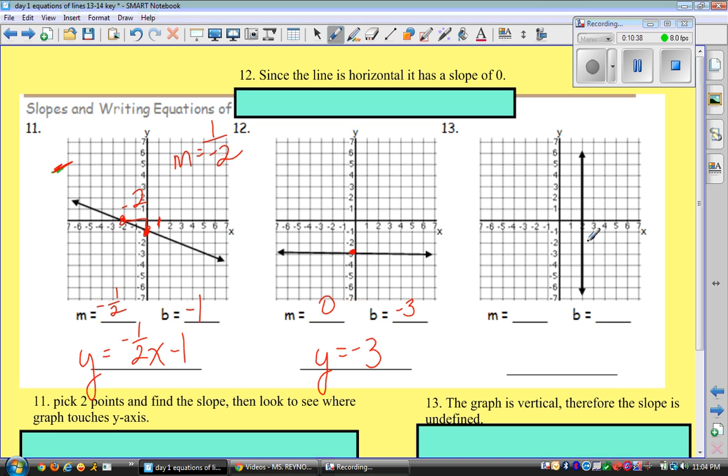And the same thing goes for when the lines are vertical. It's just backwards. Since this is vertical, the slope is undefined. There is no y-intercept because it doesn't touch. And since there is no y, then there is no y in the formula. So that means your answer is just x equals, and it's touching at 2.